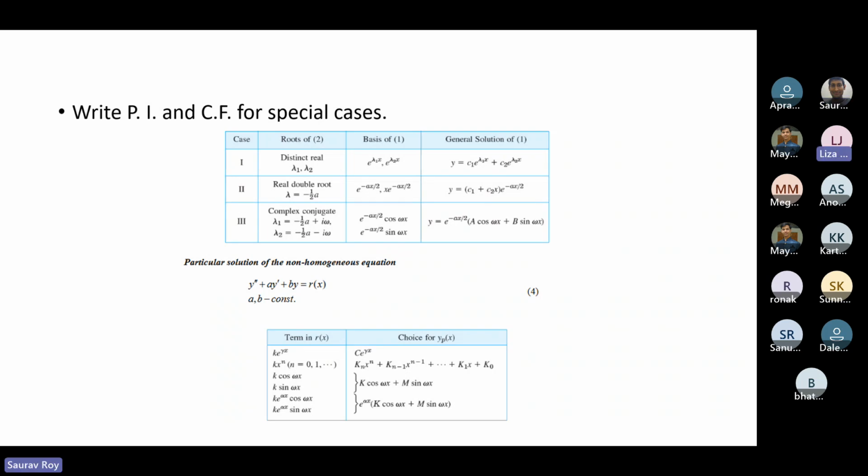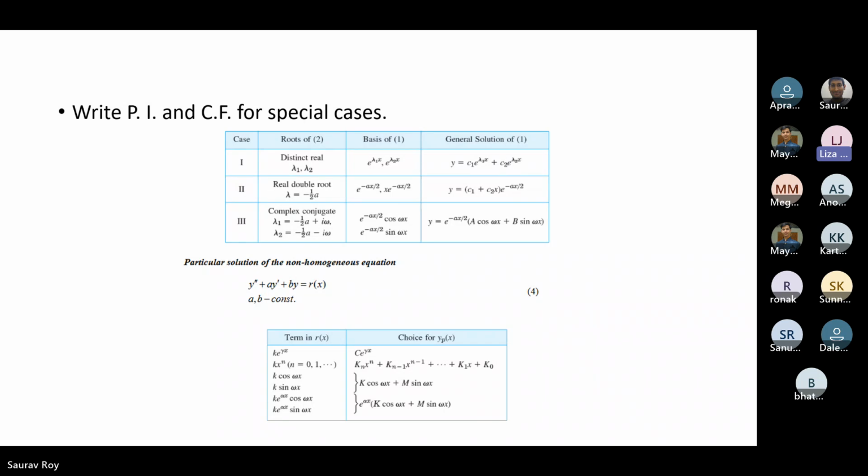Yeah, continue. So one more question was asked. You had this particular integral and complementary function table. Like for whatever function you are given, how do you find the complementary function and how do you find the particular integral? So they may ask you for different functions, what would be the complementary function, what would be the particular integral. So this part you can take a look at.